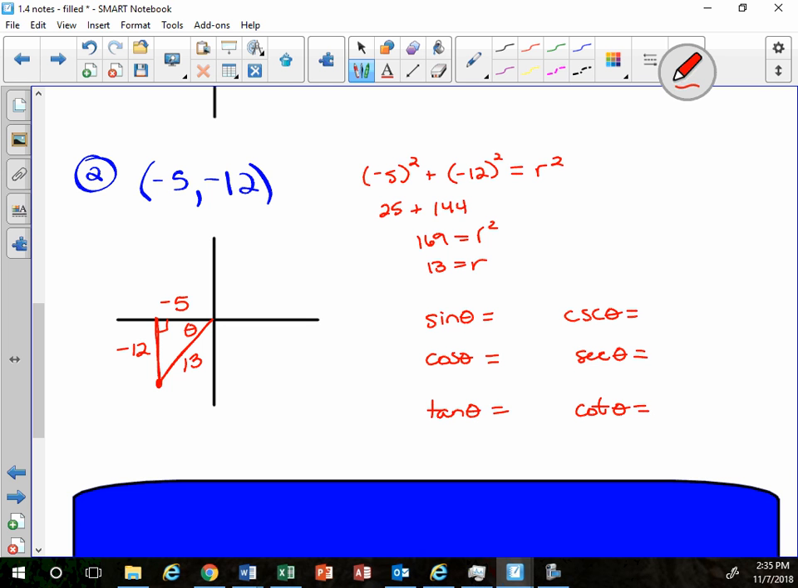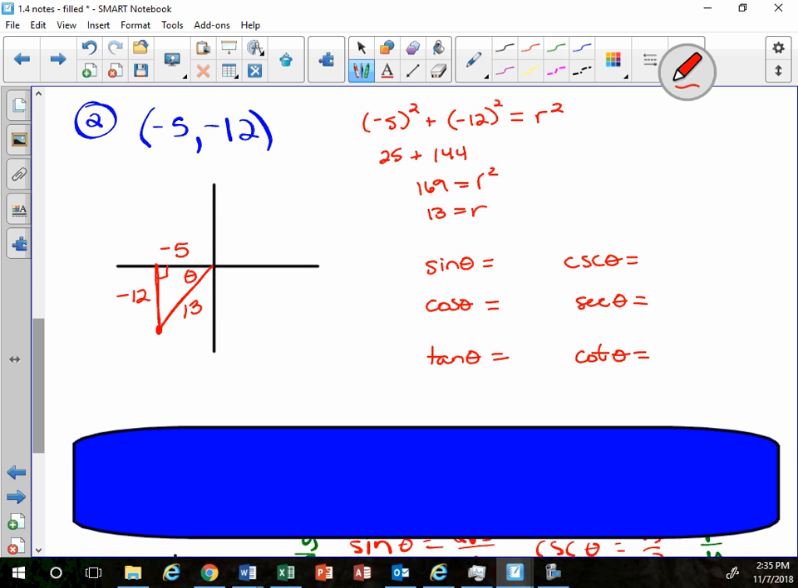Would the negatives cancel out in the tangent? Yes, good point. So what is the sine of theta? -12/13. So those negatives matter, okay? Signs matter. All right, what's the cosine? Negative 5 over 13, good. What about tangent? Good, 12 over 5.